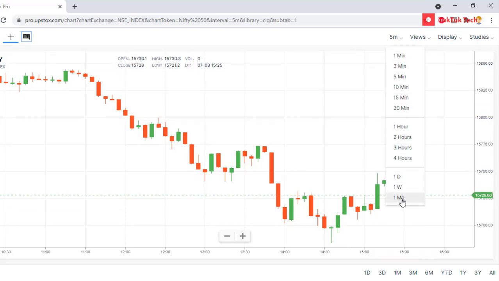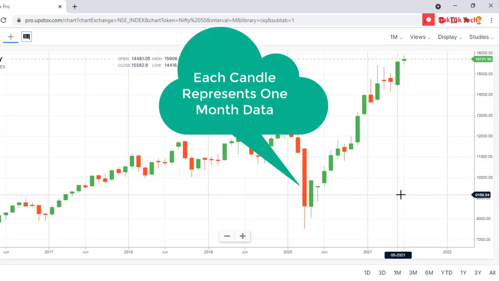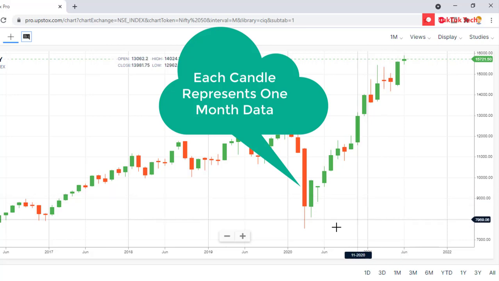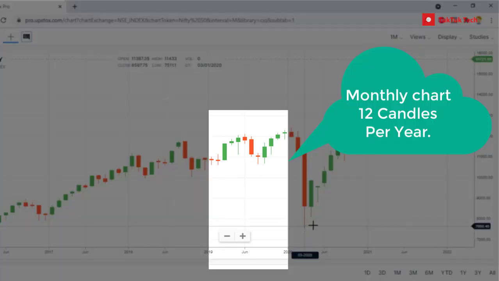Similarly, a monthly chart represents the opening price on the first day of the month, the highest price at which the stock traded during the entire month, the lowest price at which the stock traded during the entire month, and the closing price on the last day of the month. In a monthly chart, there will be 12 candles for the entire year.